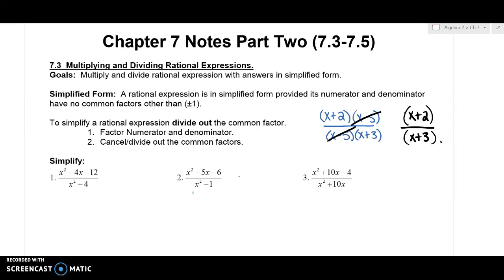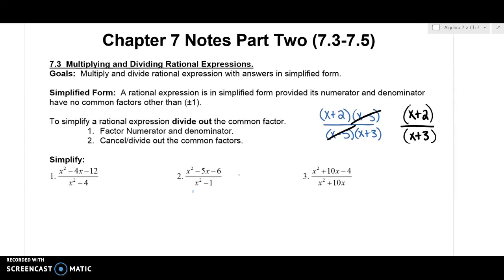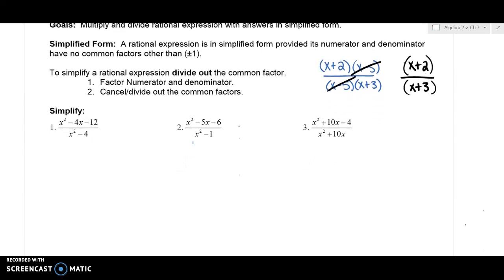Okay, number 1. We basically need to make number 1 look like this example that I just gave you. So we need to factor anything that we can possibly factor. So the numerator, x squared minus 4x minus 12. We are looking for two numbers that multiply to give us negative 12 and add to give us negative 4. Normally, when we're talking about multiplying to get 12, I think of 3 and 4 first, but I don't think 3 and 4 would add up to negative 4. So it's probably 2 and 6. The 6 would need to be negative.